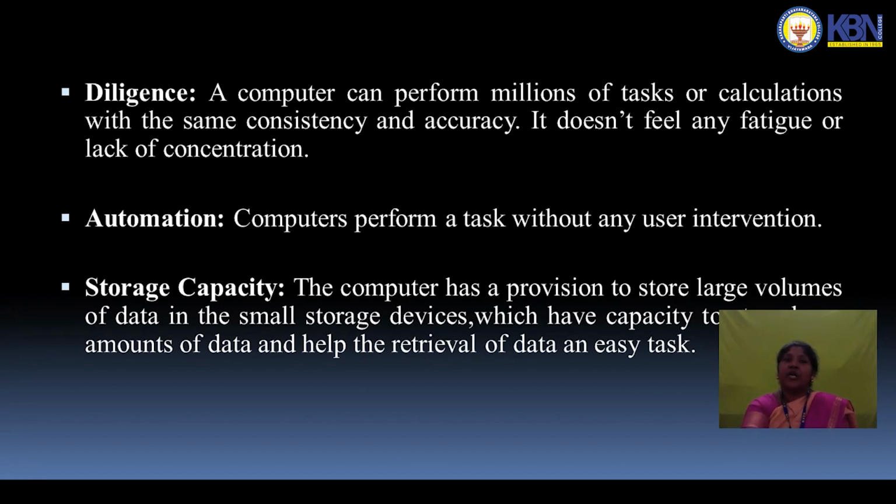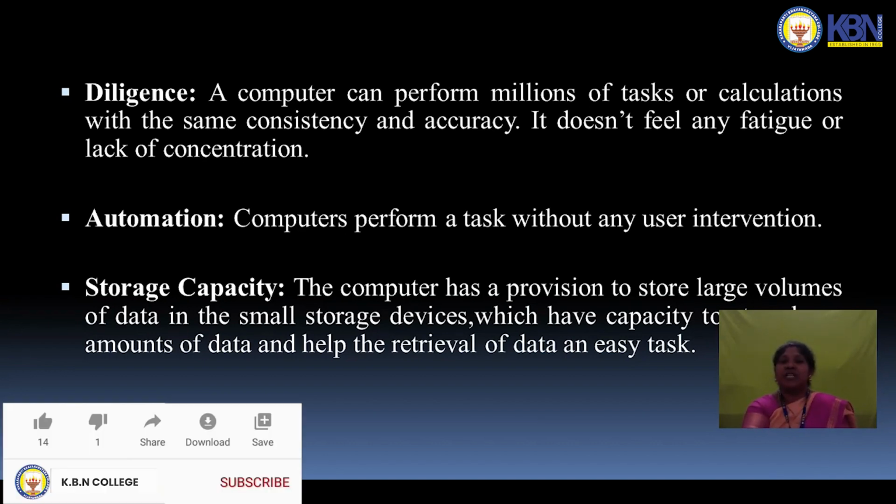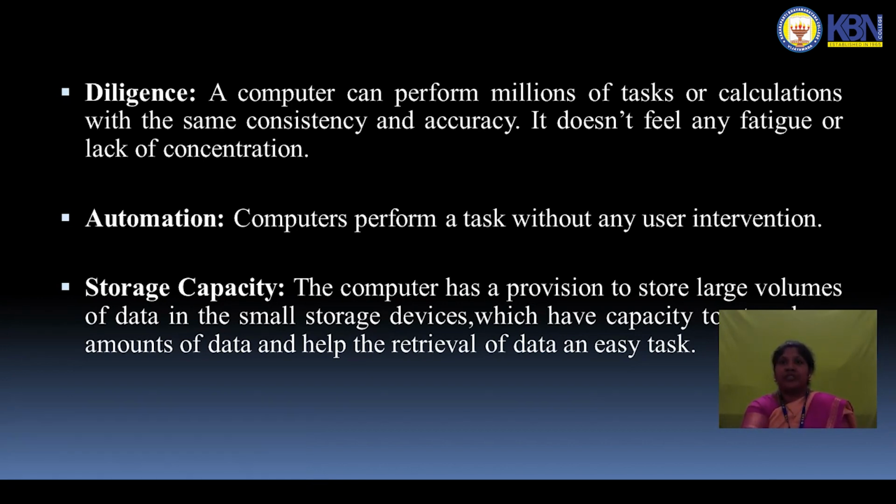And then after, automation. What is the meaning of automation? Computers can perform continuously without getting any interaction or input again and again. For example, computers perform a task without any user intervention. For example, ATM machines work continuously. Like if we get any problem, then we will give the proper solution for that problem.